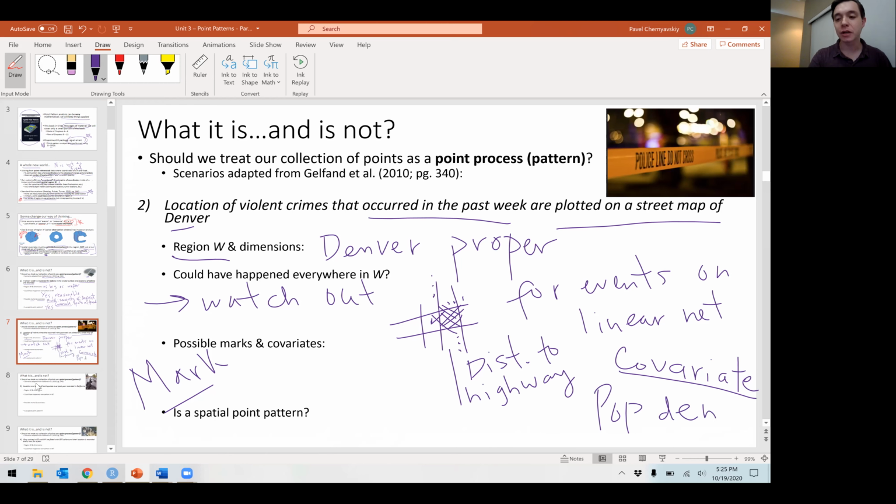Population average age of the area is a covariate. What's a mark? Weapon used. Right? That's a characteristic of the event. Type of crime. Who was the victim? Who was the perpetrator? What kind of police response was there? Distance to a police station and the police precinct are covariates. Okay. Is it a spatial point pattern? Yes, it is. Yes, it is.